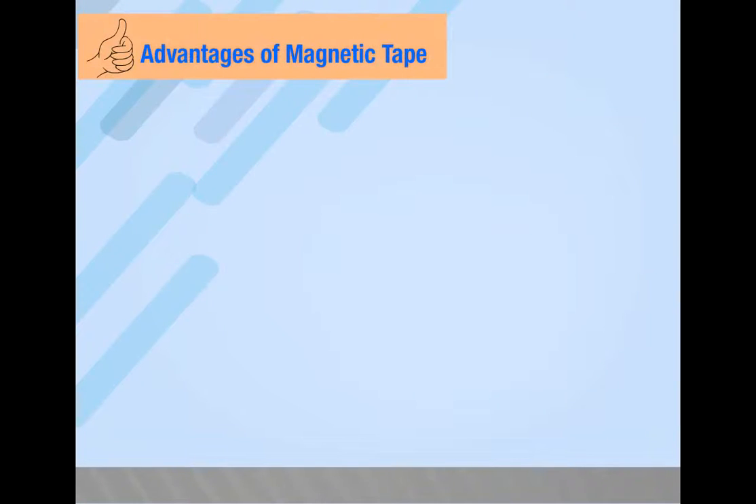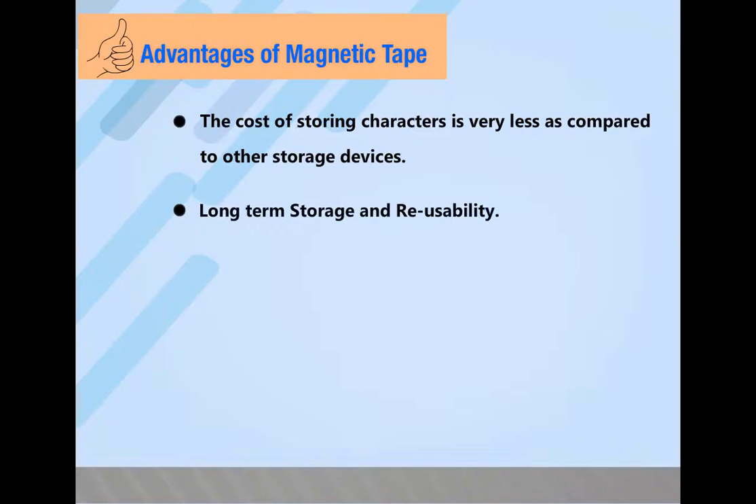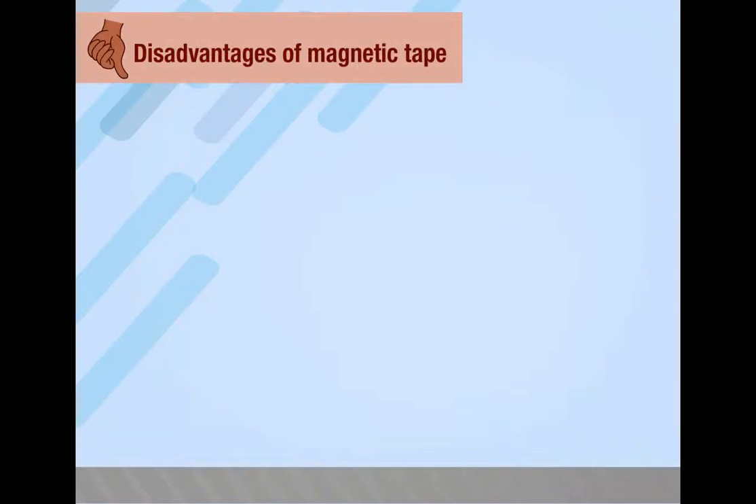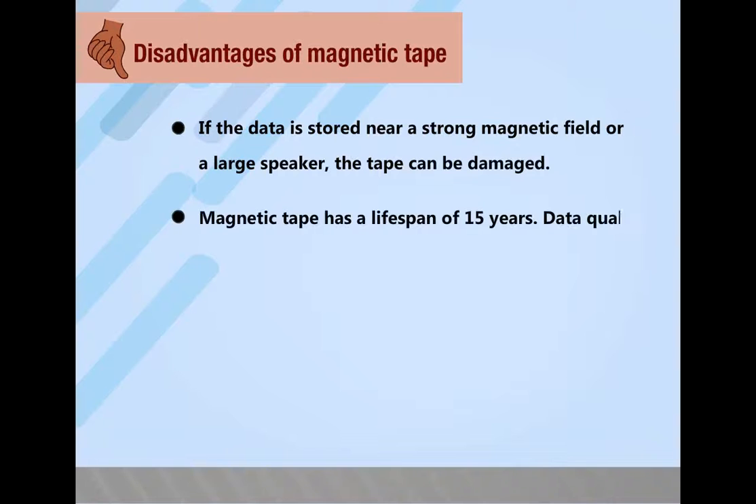Advantages of magnetic tape. The cost of storing characters is very less as compared to other storage devices. Long-term storage and reusability. Copying of data is easier and fast. Disadvantages of magnetic tape. If the data is stored near a strong magnetic field or a loudspeaker, the tape can be damaged. Magnetic tape has a lifespan of 15 years. Data quality gradually erodes over time.